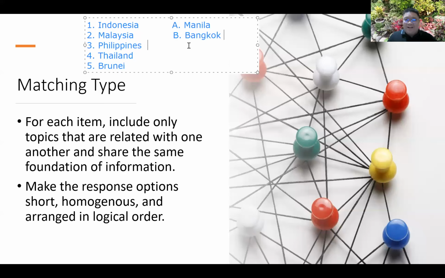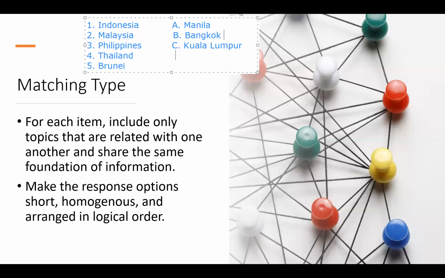Kindly correct me if I'm wrong. And then Malaysia, for example, Kuala Lumpur. What's the capital of Indonesia? Is it Bali? Jakarta. Can anybody enlighten me? What's the capital of Indonesia? Sir did not memorize things like that. Okay, the capital of Indonesia is Jakarta. How about Brunei? What's the capital of Brunei?